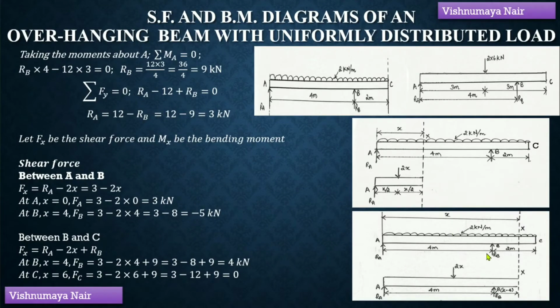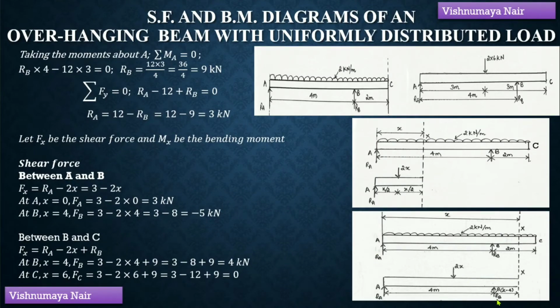On the left portion of the section, we have 2 reaction forces RA and RB acting in the upward direction and a UDL with rate of loading 2 kilonewton per meter acting over a length of x meters. For solving the numerical problems, we have to convert this UDL into a point load whose value will be equal to the product of rate of loading and the length of the UDL. So, this point load of 2x will be acting in the downward direction at a distance of x by 2 from the end A and from the section x.